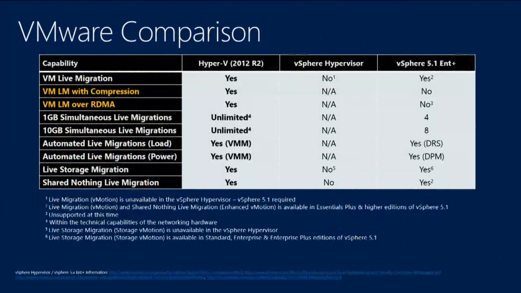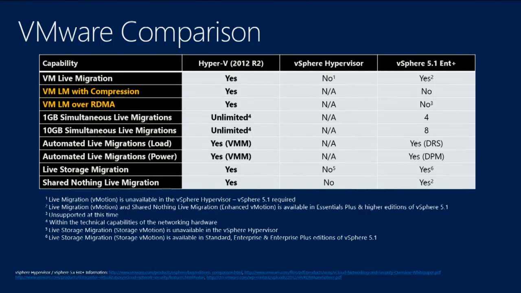Now, if we compare with VMware, let's go back to that live migration. There's no compression, no RDMA support on the vSphere side. But as of today, there isn't with Hyper-V. It's only in 2012 R2. So that's something that's coming. If you look at the free vSphere hypervisor, when it comes to migrations, because you can't build clusters, you've got no migration capability. You have to be running an edition of vSphere to take advantage of that.